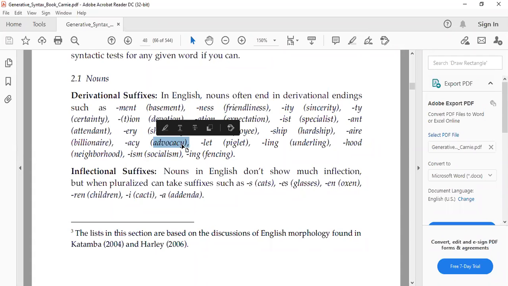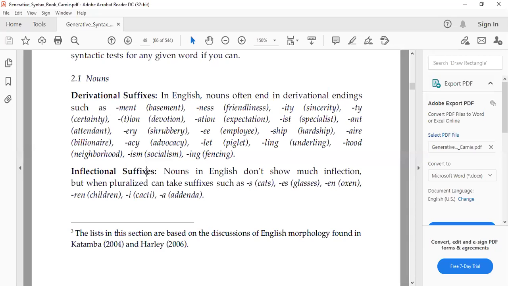But of course, you need to be careful. You need to be careful sometimes. Yes, carry on, Arif. So these are derivational suffixes. They change the meanings. Okay, we have inflectional suffixes relating to the grammar.